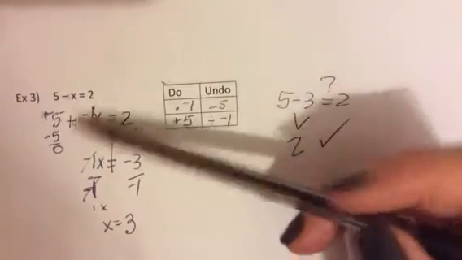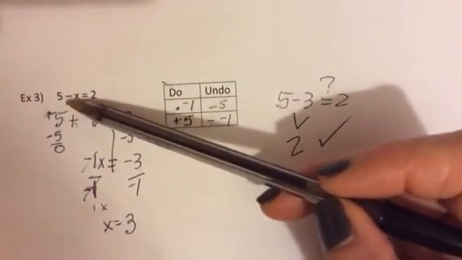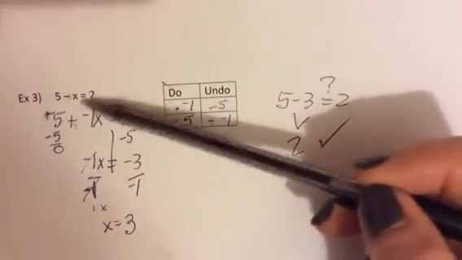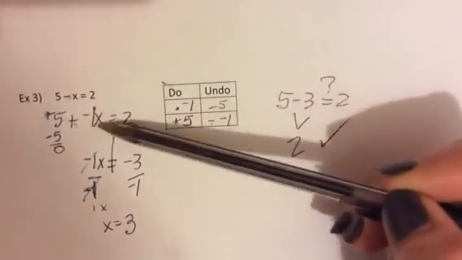But a lot of kids get messed up on this problem because they think you're subtracting 5 from x. And so they add 5 to both sides and think x is alone. When it's not, that's a -x.